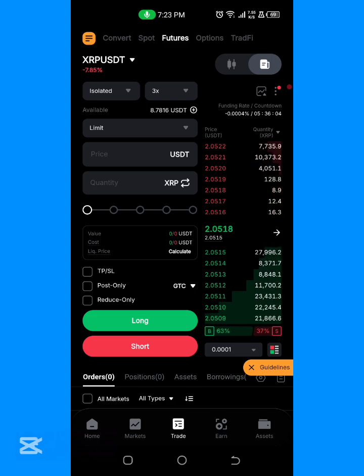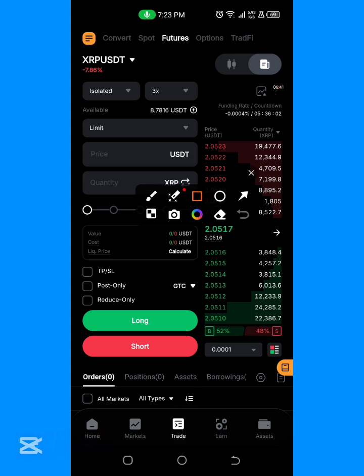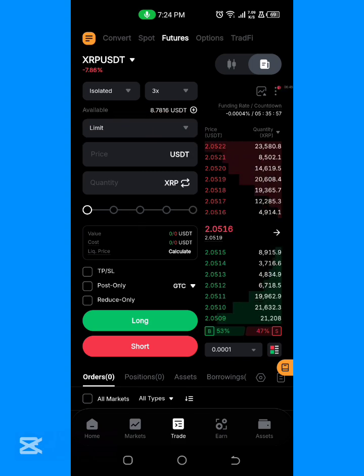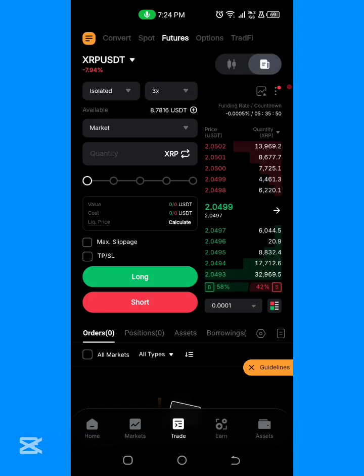Now the other thing we need to know is about orders. Look at here. We have two basic orders: a limit order and a market order. So let's start from market order. Now this is market order. I've selected market order. Anytime I want to trade and I want to use market order, that means I want to buy the token at the exact current market price.